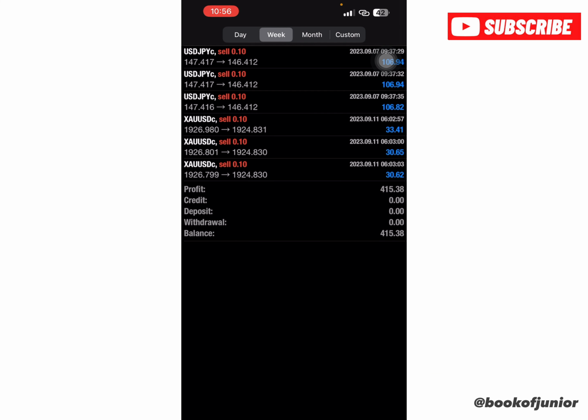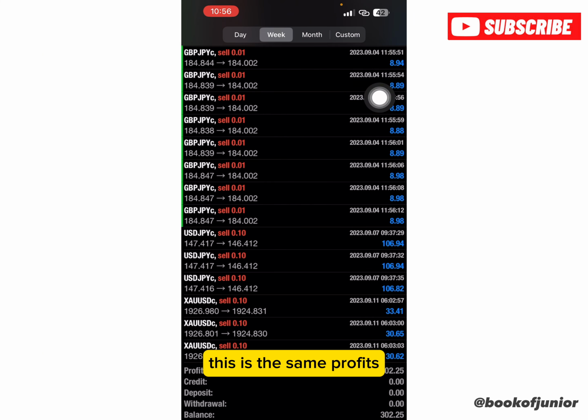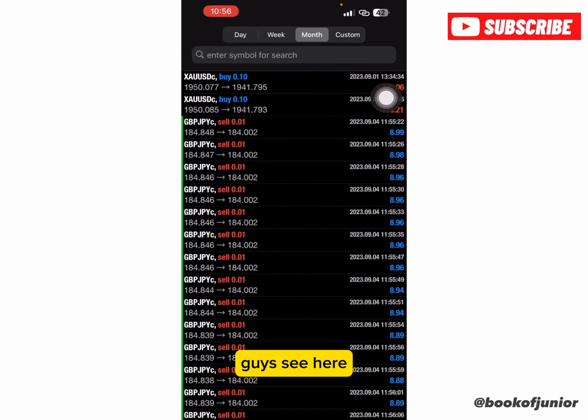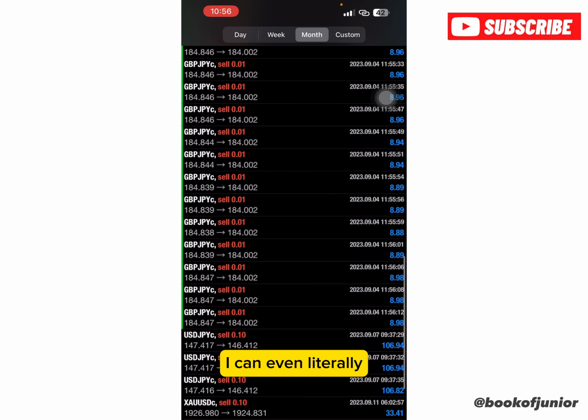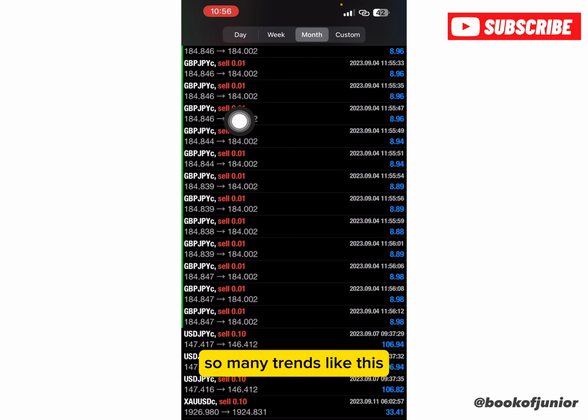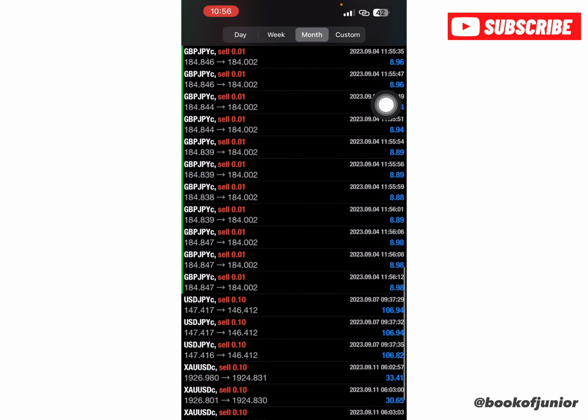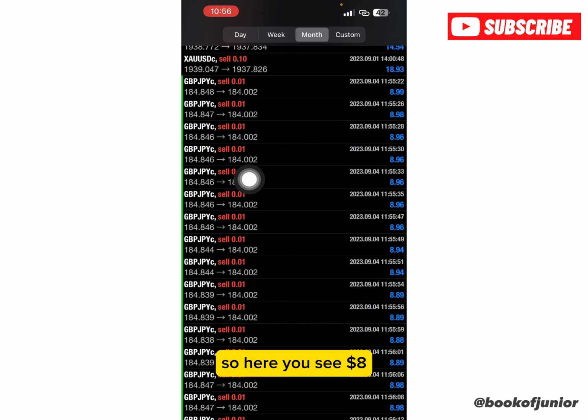As you can see, whatever profits you see here are the same profits that I have even on my big account. I can even sometimes place so many trades like this. You can see this is 0.01. So here you see $8. Most of you guys may think that this is just $8. This is 80 pips. Remember, 0.01 gives us 10 cents per pip. So this is 80 pips, you can see.